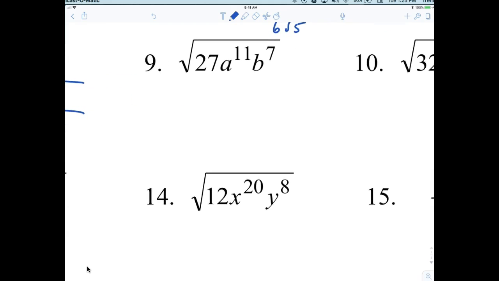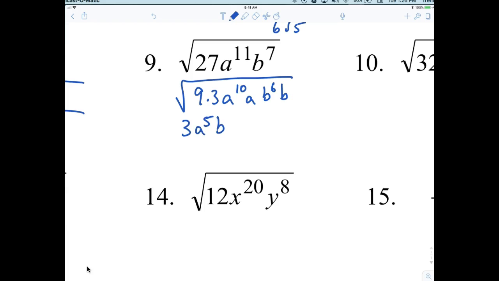Number 9. 9 and 3. A to the, b to the. Are we happy with that? Square root of 9, a to the, b to the. What's left behind? 3ab. That's why sometimes it's good if you highlight, so you can see what's left behind.